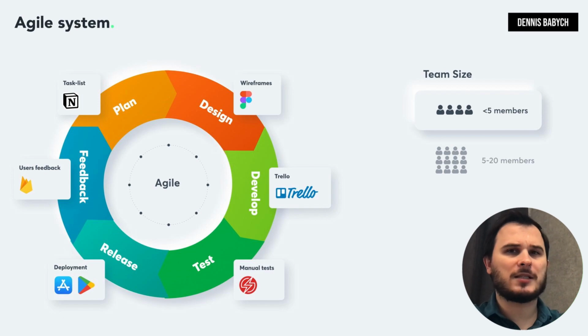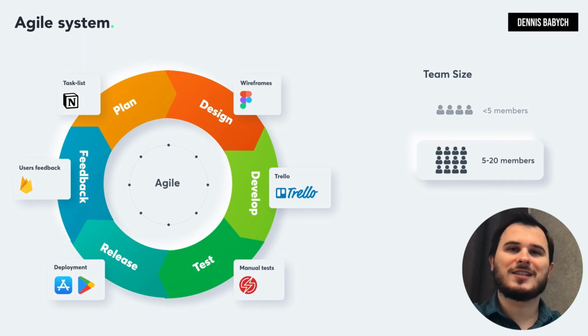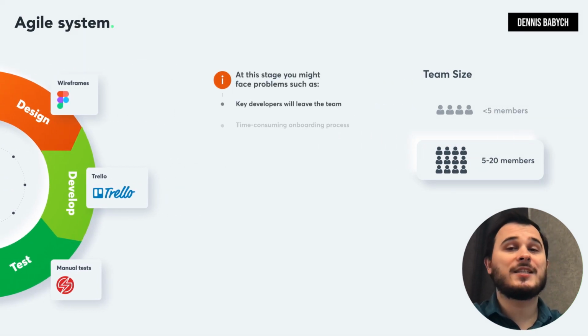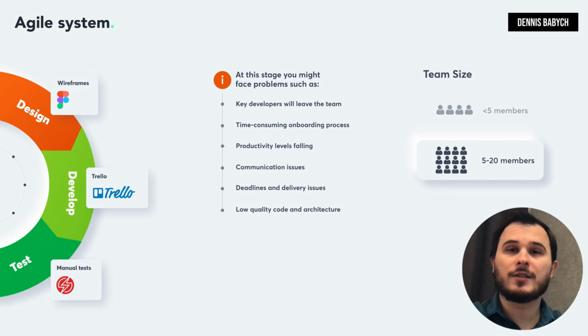However, as your team expands to 15 or more people, you may face some challenges such as losing your key developers, complex and time-consuming onboarding processes, reduced team productivity, communication issues, missed deadlines, and a decline in code quality and architecture. To avoid these problems, it's important to hire a tech lead to oversee the team and the code architecture.